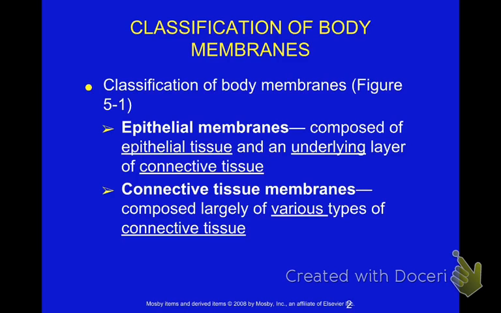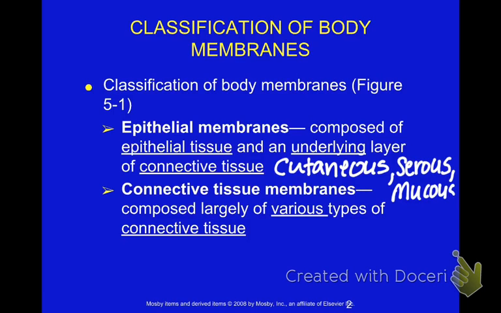So, okay, so we have 3 types: cutaneous, serous, and mucus. And then of the connective tissue, we really just have one: synovial. Now, Tuesday, we spent most of our time talking about the serous membranes. We really didn't talk about the other 2. So we'll spend time today focusing on cutaneous and mucus a little bit more. But we will mention serous.